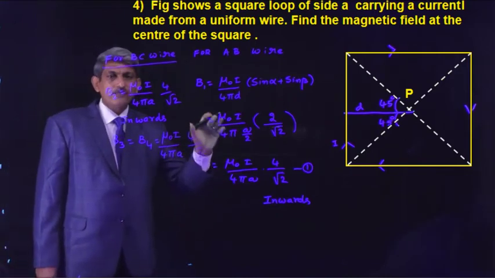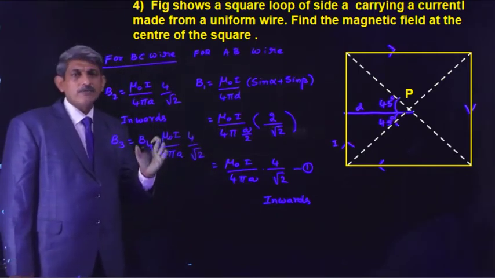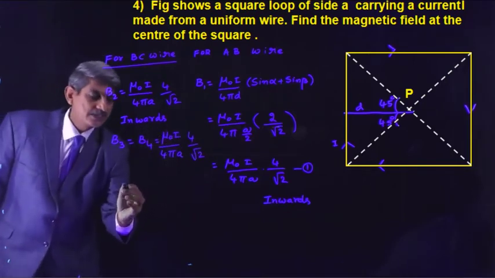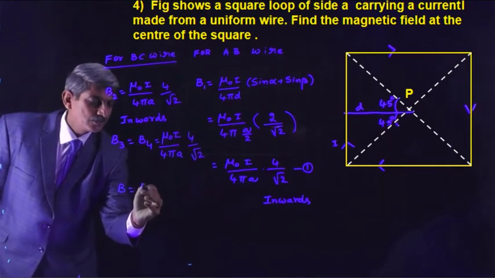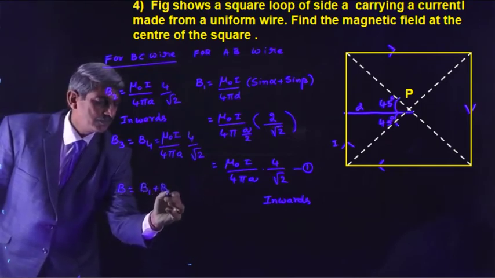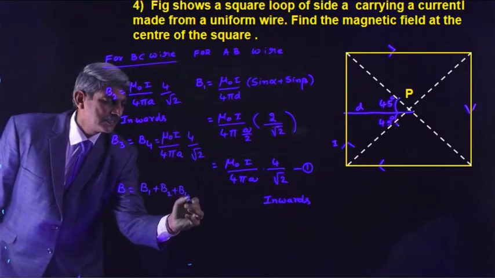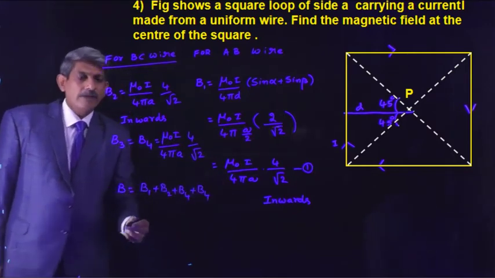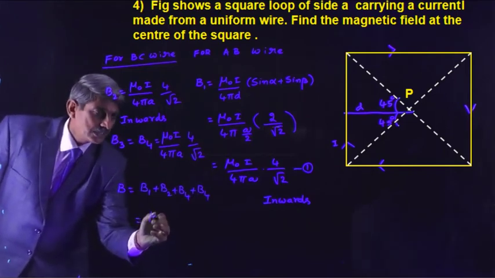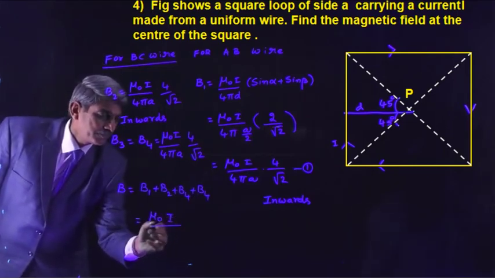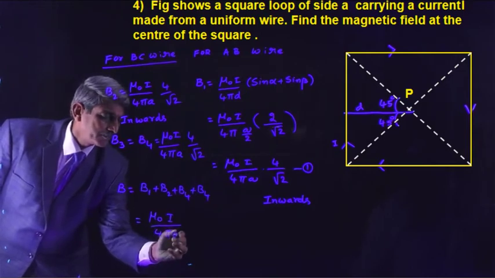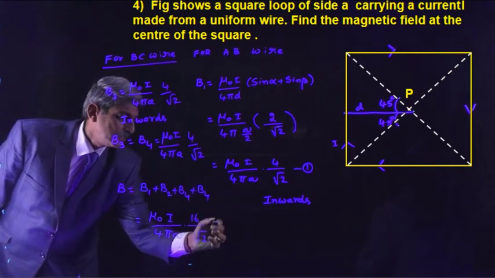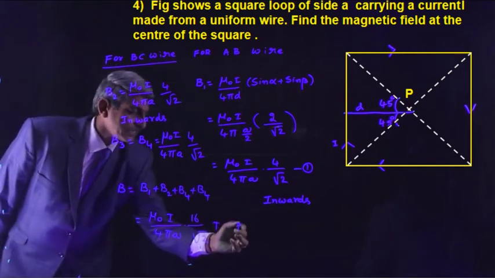So all four fields are equal in magnitude and all four fields are acting into the board, so the resultant magnetic field is given by B is equal to B1 plus B2 plus B3 plus B4. By adding the four values, we have mu naught I by 4 pi A into 16 by root 2 Tesla, which is acting inwards.